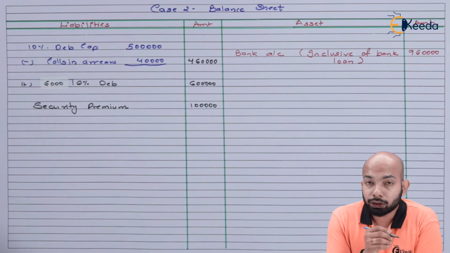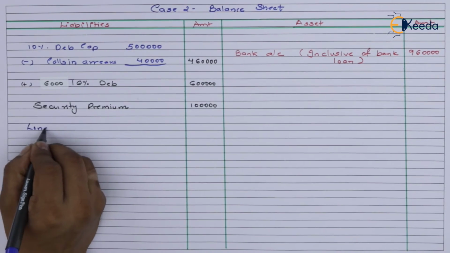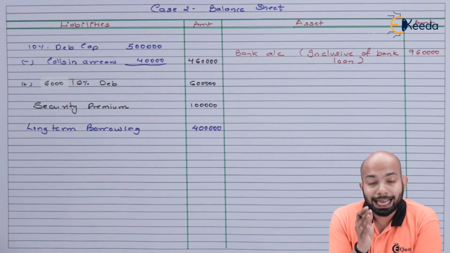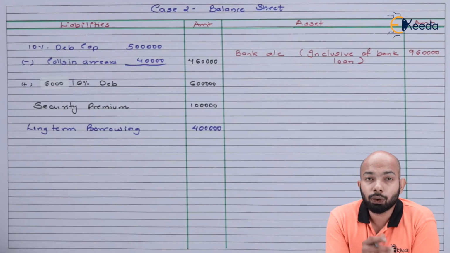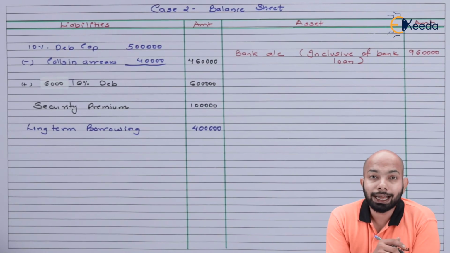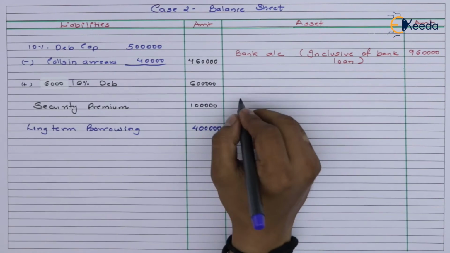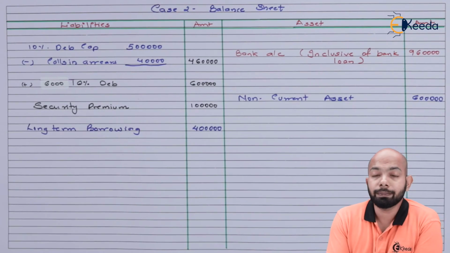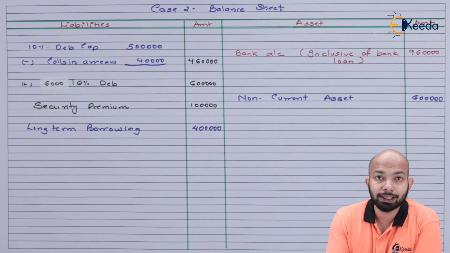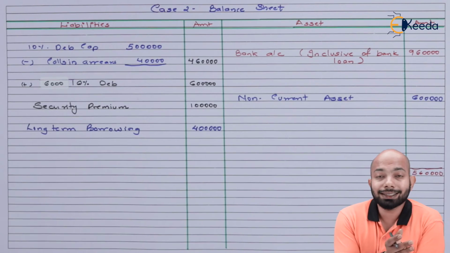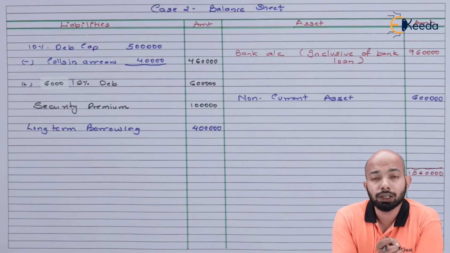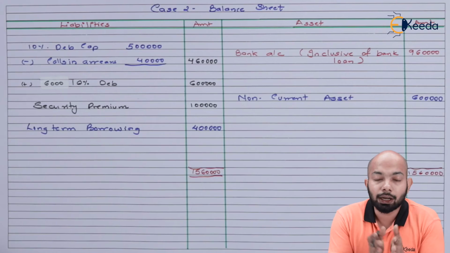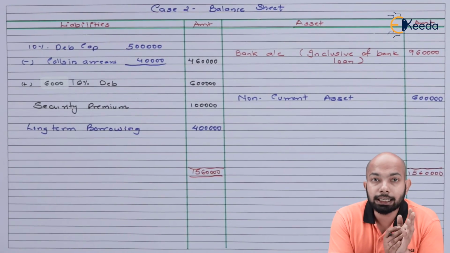Now, the next thing that we'll be mentioning on the liability side is long-term borrowing, 4 lakh rupees, and the debentures that were issued as collateral security will be mentioned in non-current assets, which is 6 lakh rupees on the asset side. Now it's time to tally both sides of the balance sheet. So the asset side comes to 15,60,000. Let's figure out what the liability side is. So the liability side is 15,60,000, which has been mentioned. And here we complete the case 2 details.